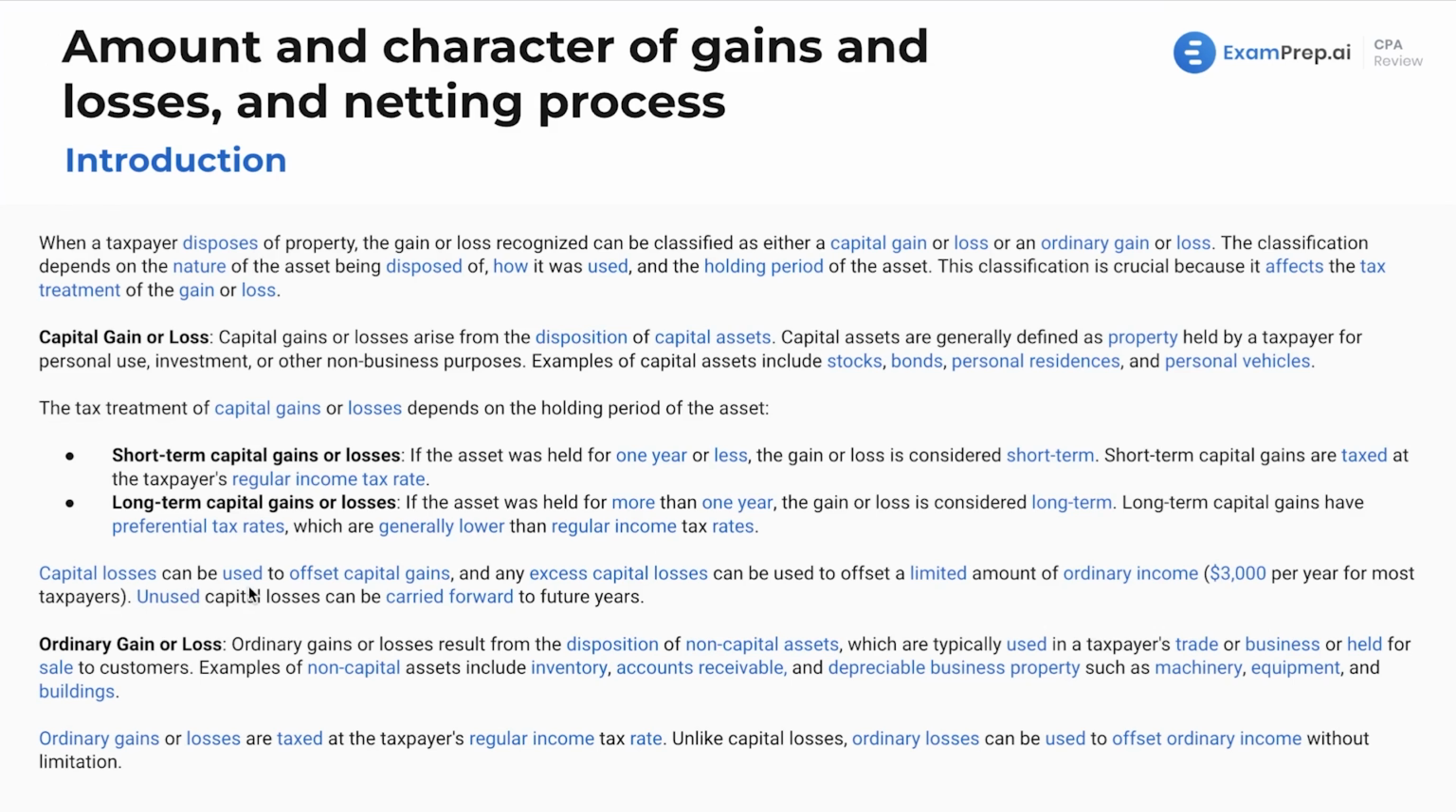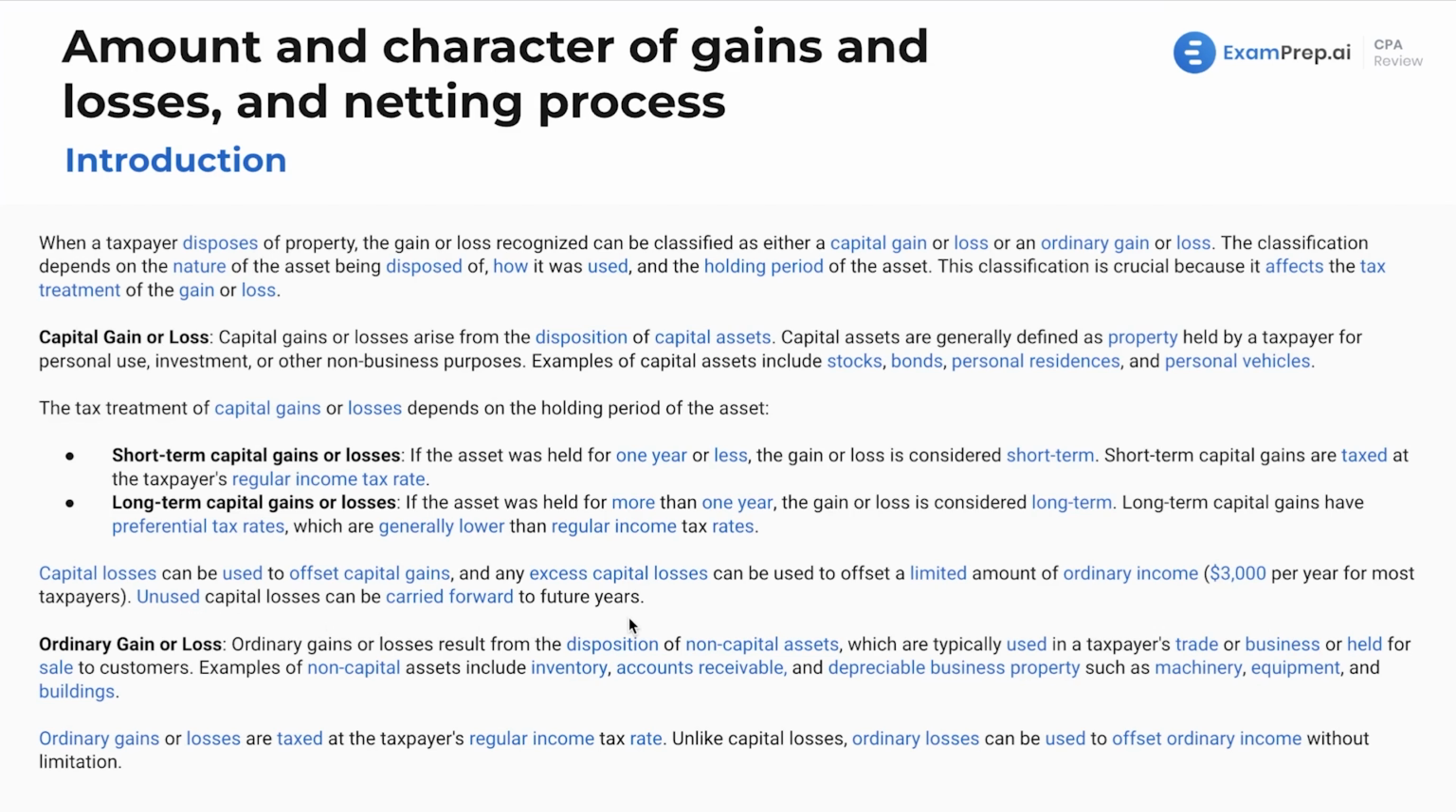Capital losses can be used to offset capital gains, and any excess capital losses can be used to offset a limited amount of ordinary income. This amount we'll see pop up throughout the entire course. Get familiar with it, love it. $3,000 per year for most taxpayers, and it is just going to be $3,000; anything beyond that is beyond the scope of the exam. Unused capital losses can be carried forward to future years.